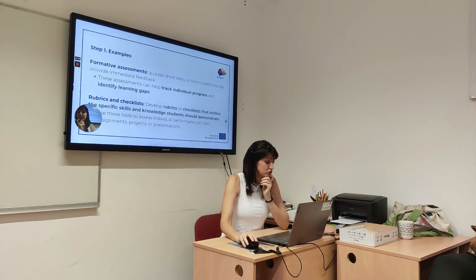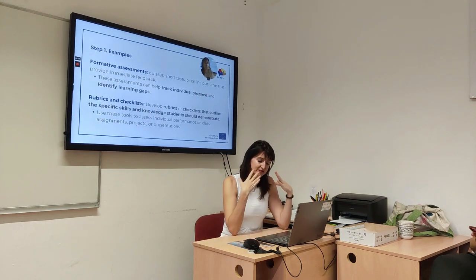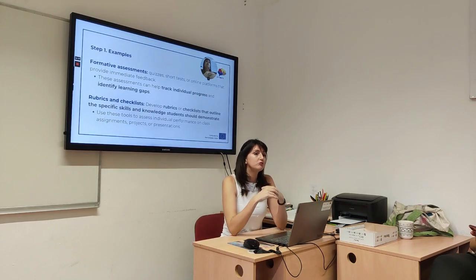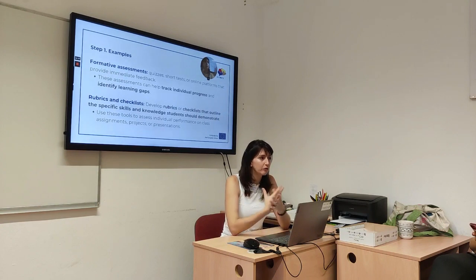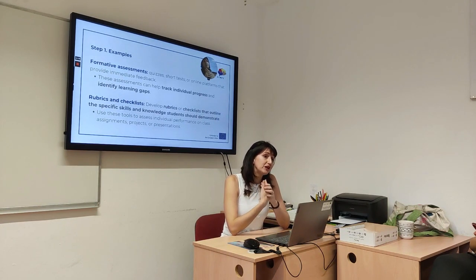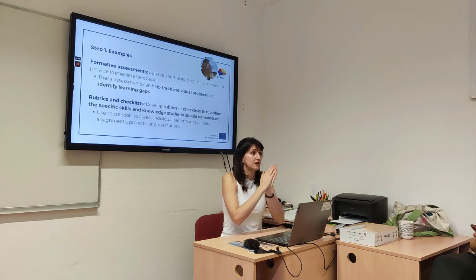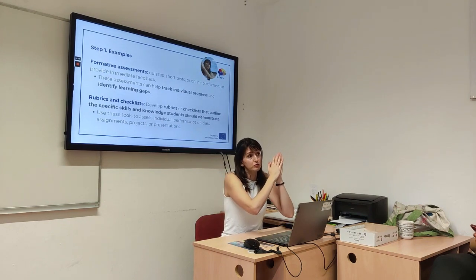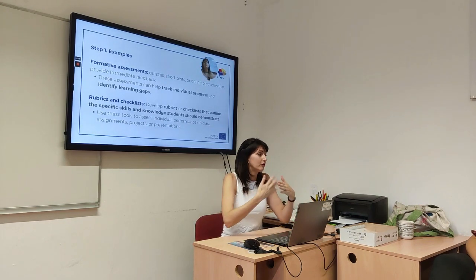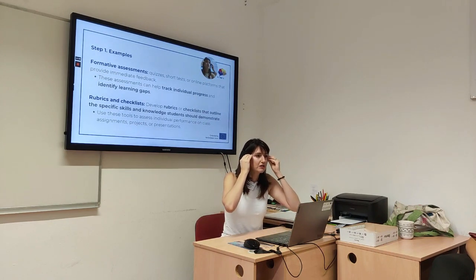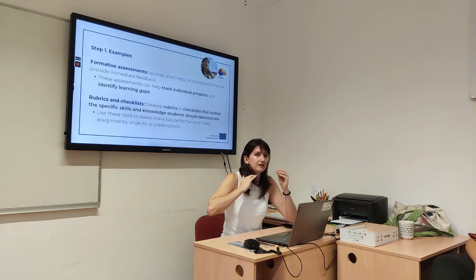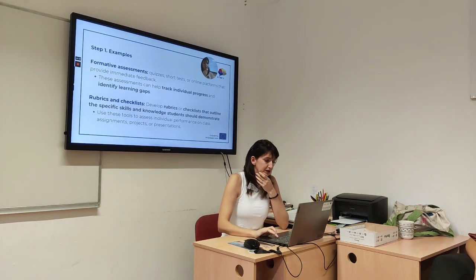So, as I mentioned, rubrics and checklists that align specific skills and knowledge that the students should demonstrate. Remember the rubric that I showed you, the success criteria, those are great pieces of information. You give them to students and you say, this is expected from you. You should know this, etc. Or this is the path, or this is what I want to achieve. And then students have an idea of what is expected of them.